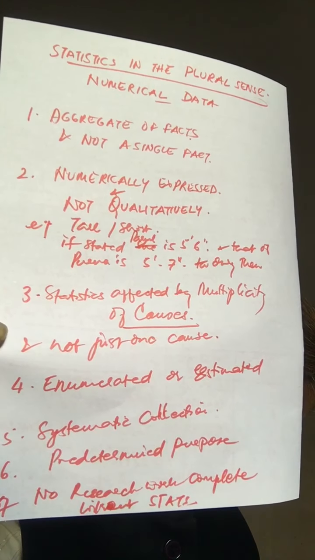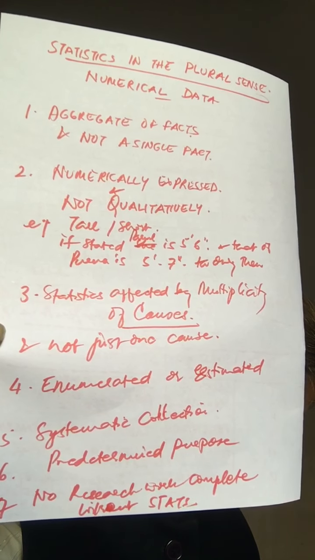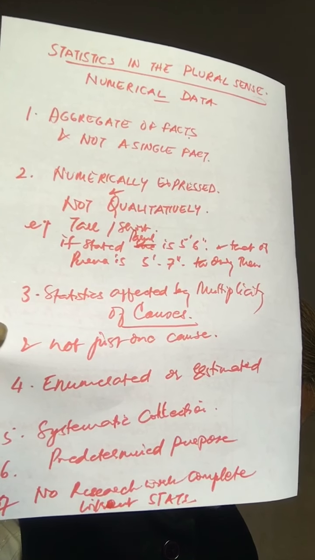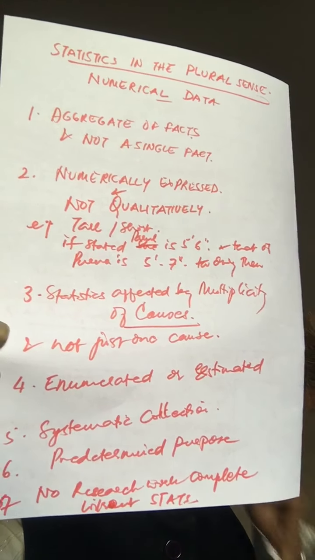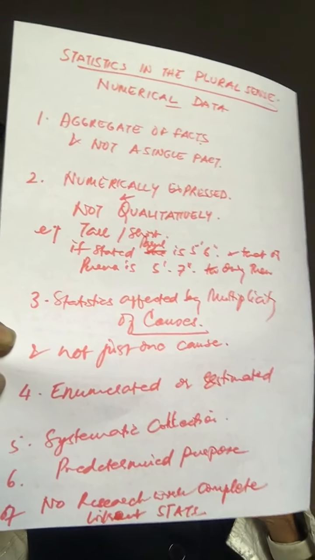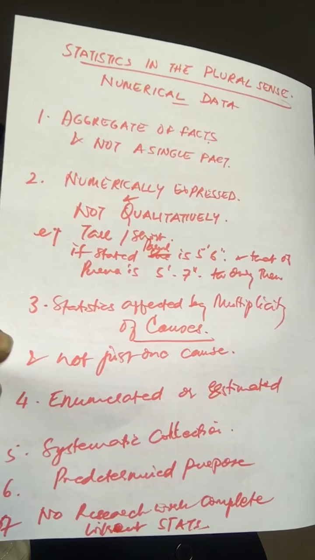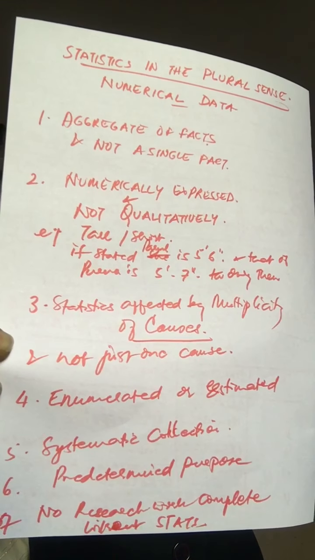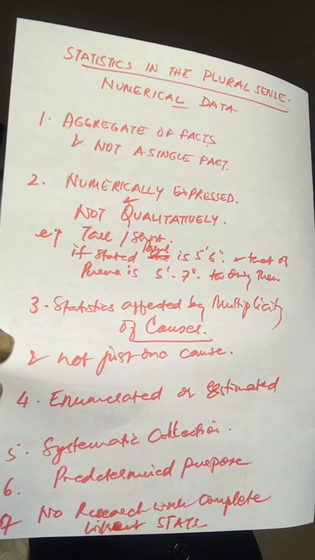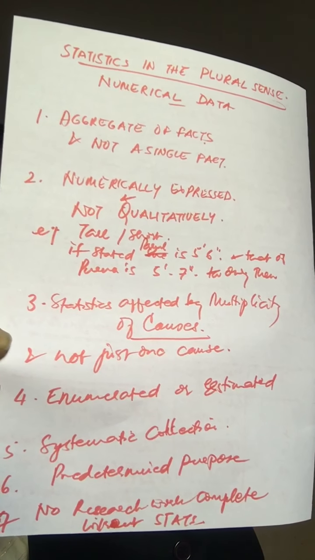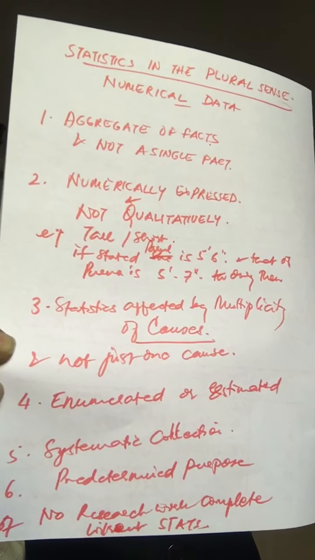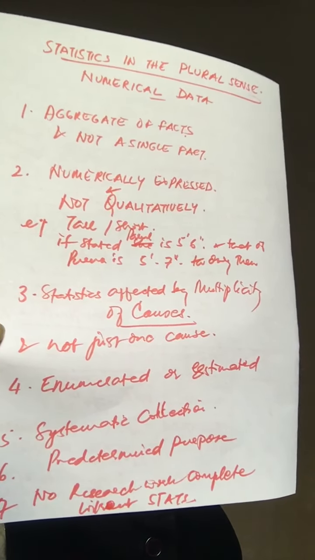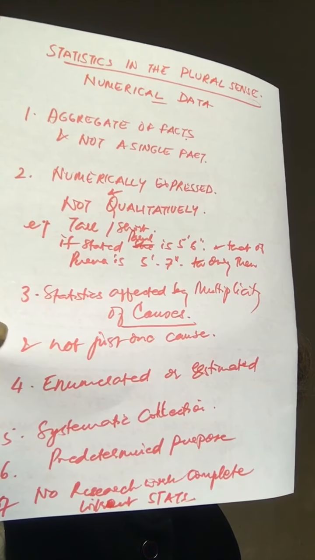Data may be enumerated or estimated without affecting their reasonable standard of accuracy. Actual counting means enumeration, and estimation is based on, say, how long you have been in a particular profession, so you can make an estimate. You can make a wild guess, as one can say. But it should be a reasonable standard of accuracy.